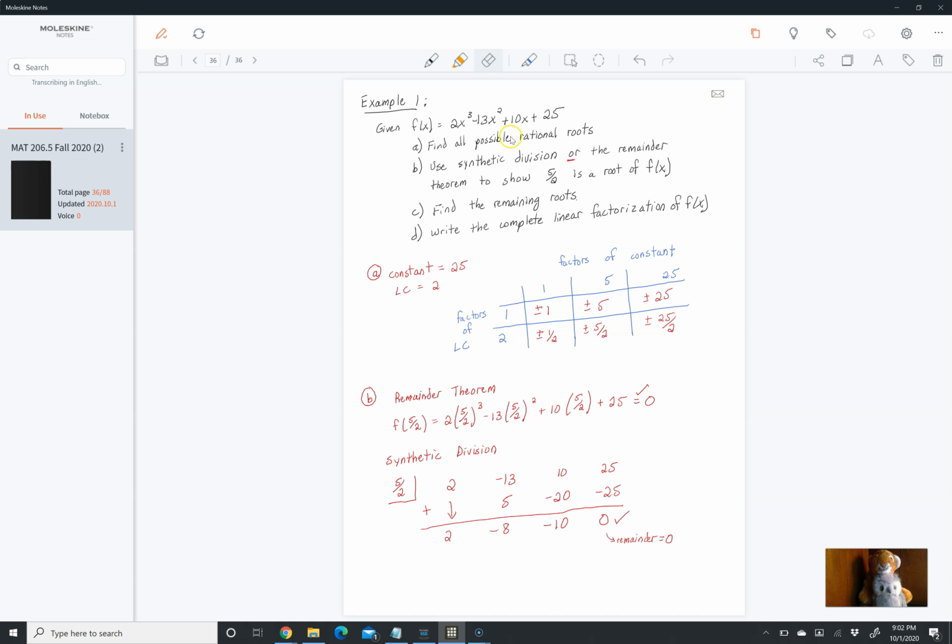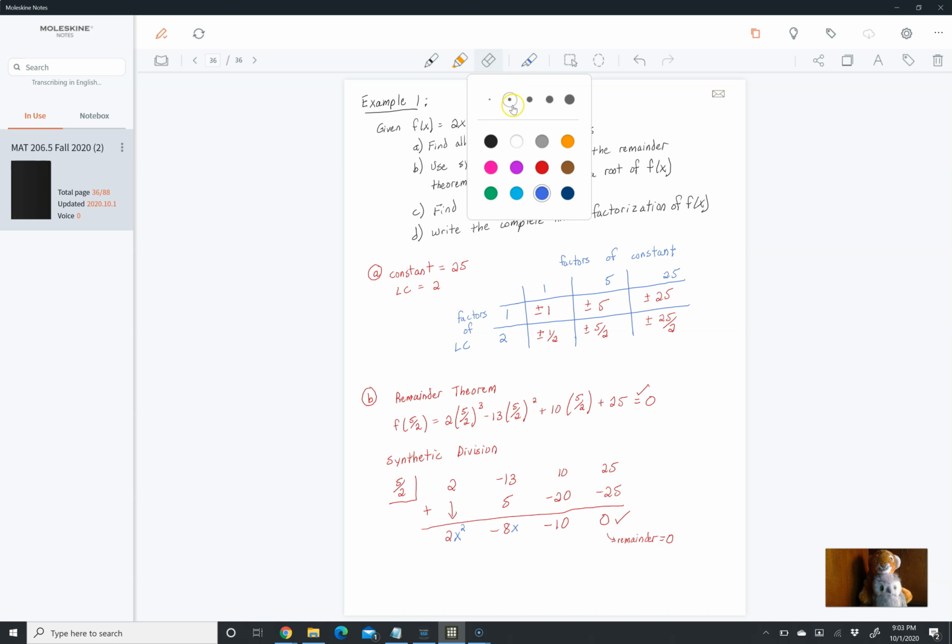And 2x cubed minus 13x squared plus 10x plus 25 is a multiple of this polynomial down here, which, if we put in our x values, is negative 10x to the 0, negative 8x to the first, and 2x squared. So this gives us a smaller polynomial that we can work with. And that's important because now we have to find the remaining roots. Okay? So this brings us to part C.